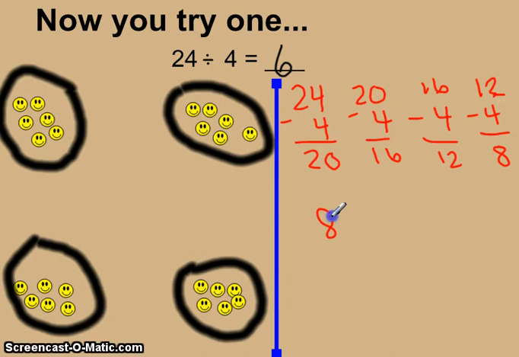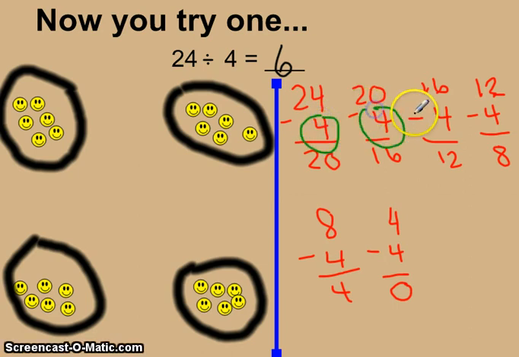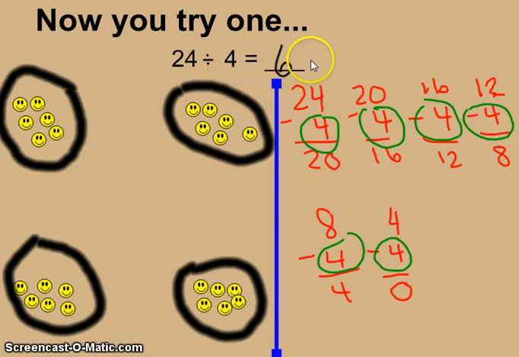So 8 take away 4 is 4. And 4 minus 4 is 0. So now I go back and I count the number of times that I subtracted 4. 1, 2, 3, 4, 5, 6. So again, 24 divided by 4 equals 6.